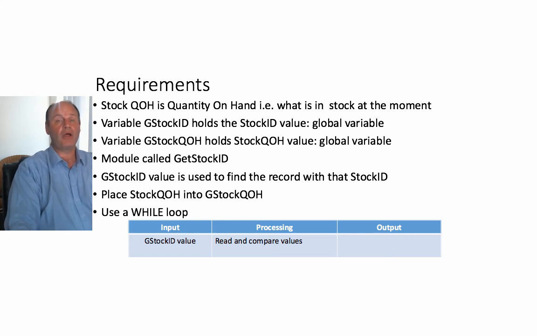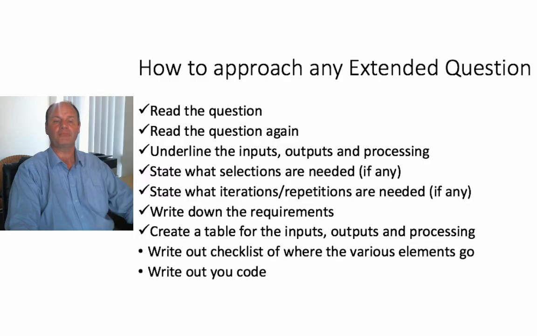Here you can see there are quite a number of requirements. My table is quite small, with it describing what the processing will do. I have also not put in an output, as all we are being asked to do is to place the correct value into the gstock QOH variable. So, now onto the checklist. Pause the video and have a go at highlighting the elements you think you will need for this pseudocode solution. When you're ready, my solution is on the next slide.